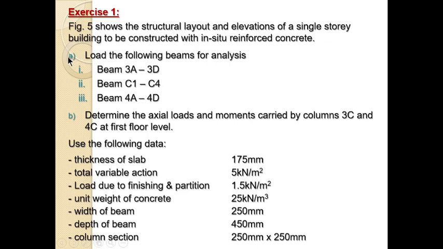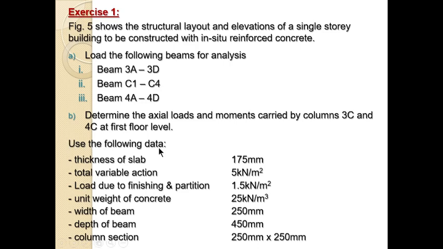Now the question is: A. Load the following beams for analysis: beam 3A, 3D, beam C1, C4, beam 4A, 4D. B. Determine the axial load and moment carried by column 3C and column 4C at the first floor level. So when we go down, we are going to calculate the moment and the force carried by those columns.